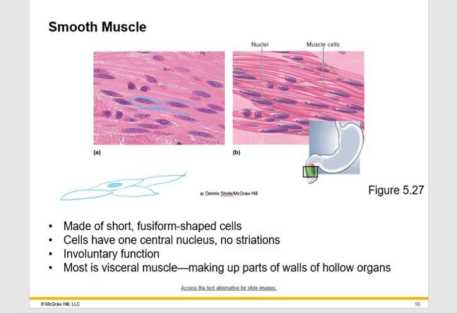You're going to have one nucleus in the very center. So very different from your skeletal muscle. It's not striped. You have spindle-shaped cells instead of long cells. You have one nucleus per cell. And this, function-wise, is also involuntary. We have smooth muscle in the walls of all of our internal organs. So again, we don't have to tell those to contract. They know to do so.